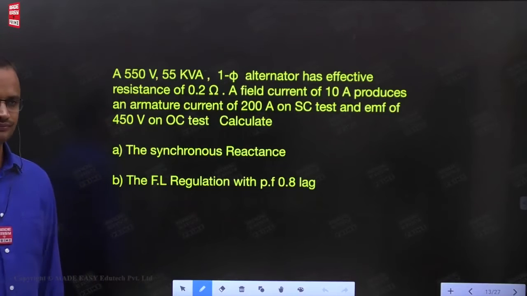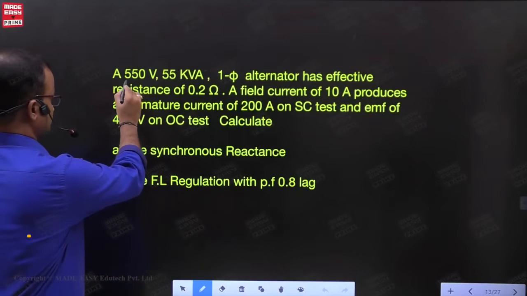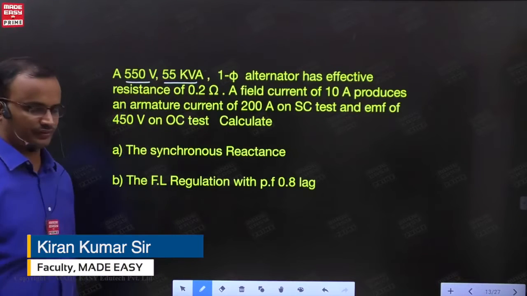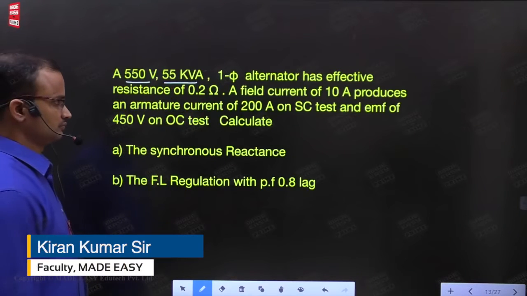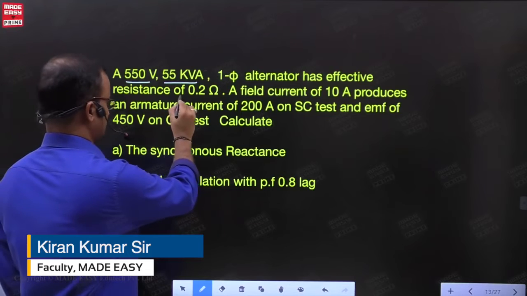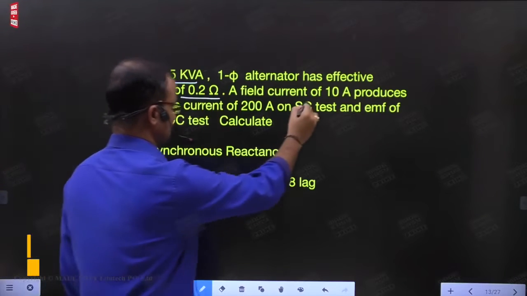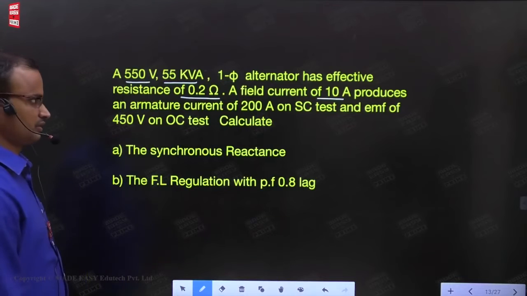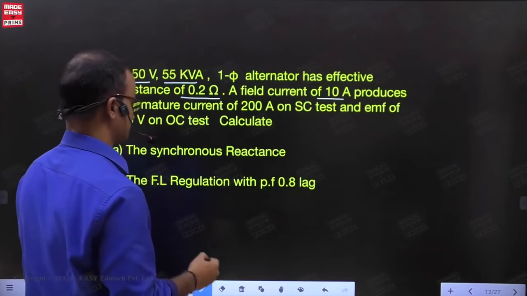In this example, in the question, the rated voltage is given. The kVA rating is 55 kVA. In the data itself, the resistance is given. And what is the one more information given? Corresponding to this, a field current of 10 amperes.